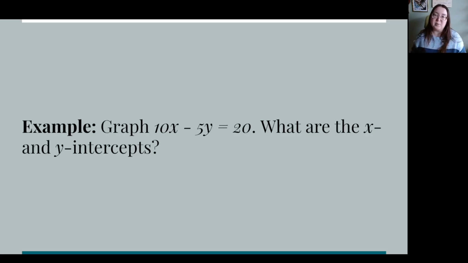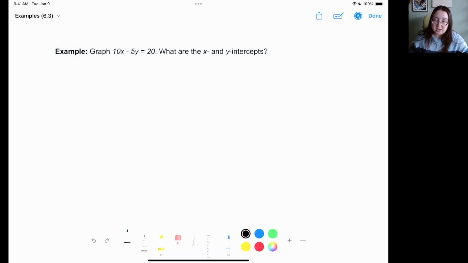So we're going to do an example together. We're going to graph 10x minus 5y is equal to 20. Then we want to know what the x and y intercepts are. So for this type of problem, like we just said, we can figure out our intercepts algebraically. But we're first going to graph our function, which will then just tell us what our x and y-intercepts are anyway. So we're going to graph this and then go ahead and figure out our x and y-intercepts from the graph. So we'll kind of learn how to create a graph if you don't already know how to do it. So we'll do this together. So we're going to graph 10x minus 5y equals 20.